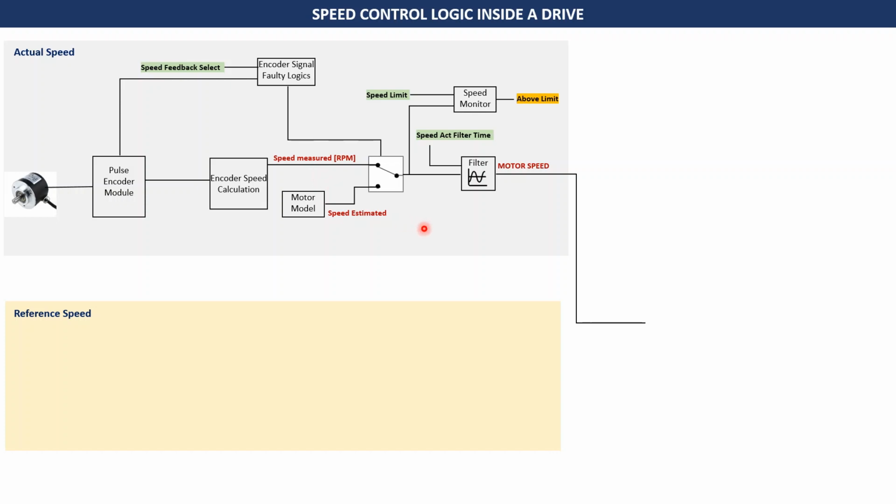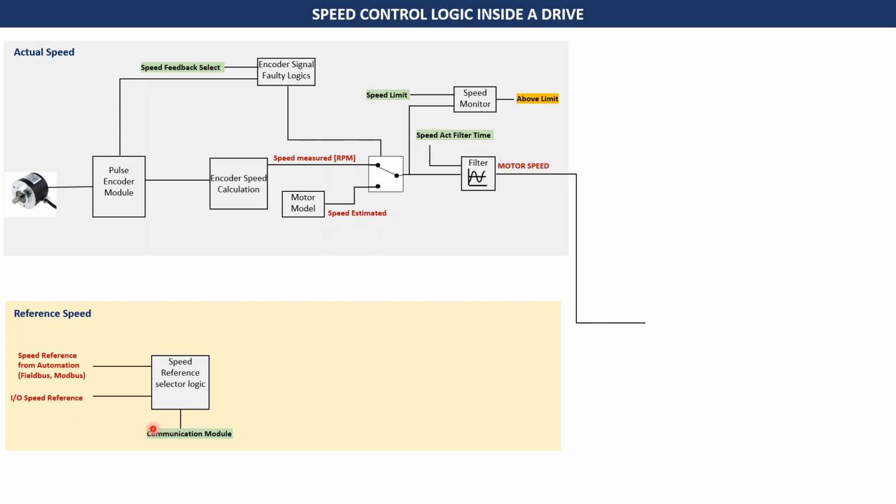Now let us understand what the logics inside a drive are for reference speed. The block that you see is a selector block, speed reference selector logic, and there are two inputs coming into this. One is speed reference from automation, which can be any of the standard fieldbus protocols, be it Modbus, Profibus, or whatsoever. And another option is IO speed reference. So you can also interface a 4 to 20 milliamp hardwired signal.